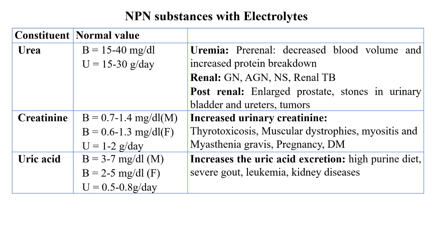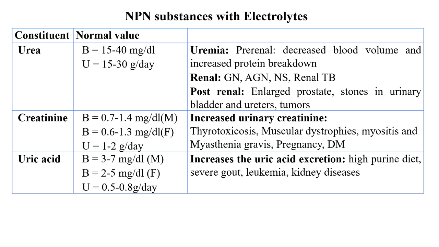In prerenal causes, decreased blood volume and increased protein breakdown will cause increased urea concentration in blood. Renal causes are acute glomerulonephritis, nephrotic syndrome, and renal tuberculosis. And postrenal causes are enlarged prostate, stones in the urinary bladder and ureter, and tumors.